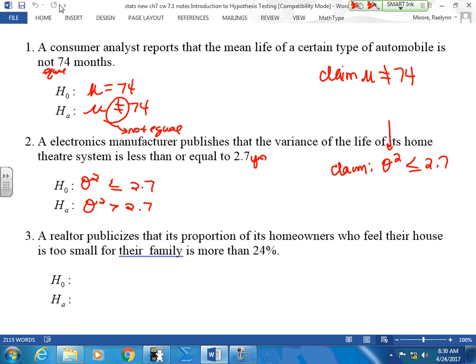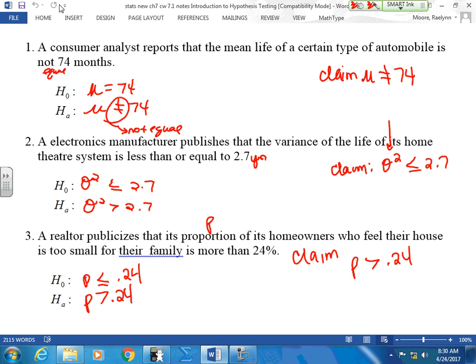A realtor publicizes that the proportion of its homeowners who feel their house is too small for their family is more than 24%. So Michael, what's my claim? The proportion is greater than 0.24. Good. I like that you flipped it to a decimal. Is this my HO or my HA? HA. And what's my HO? Less than or equal to.